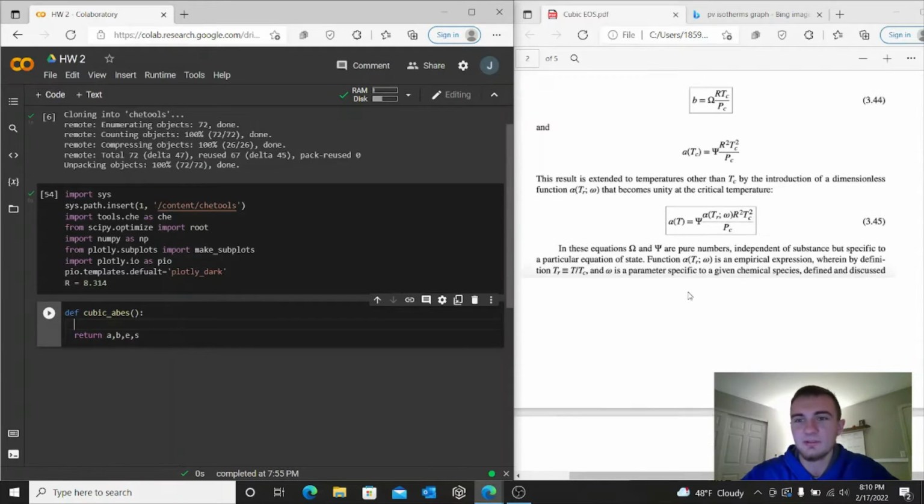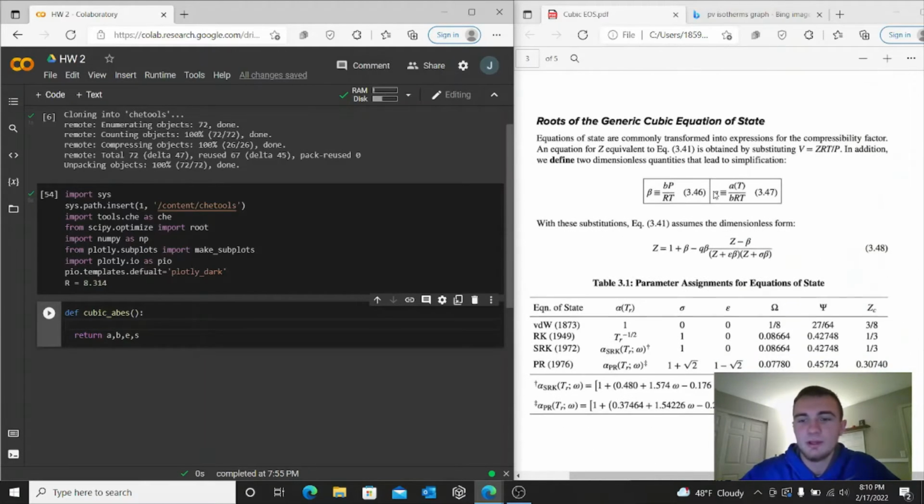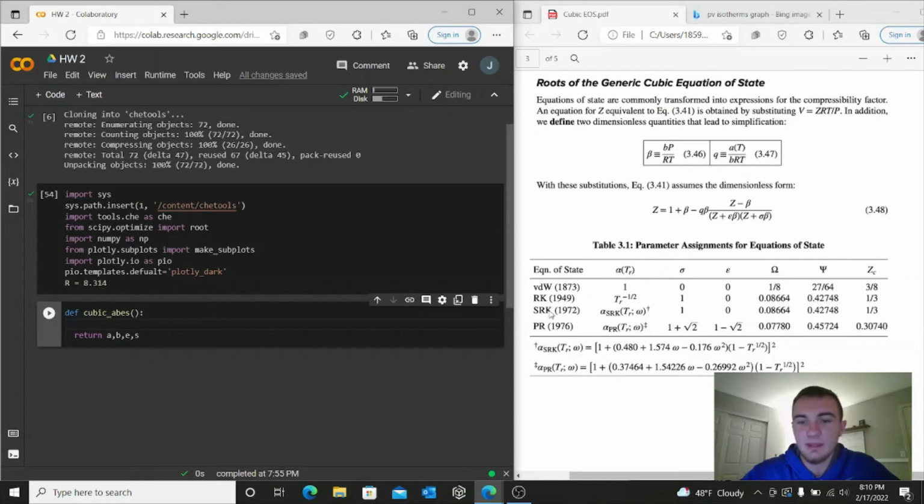And we have expressions for our A parameter here and our B parameter. So essentially what we're going to do is set this up and plug in all the data that we have for the SRK equation in order to get our parameters. So we'll scroll down here, and if we look at the SRK portion in the table, we can just start plugging in our simple values.